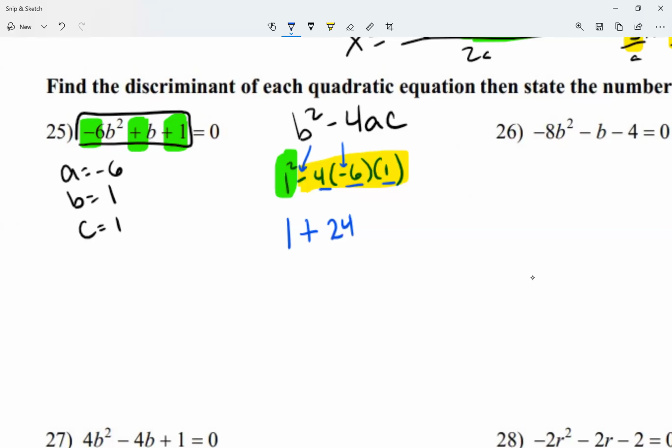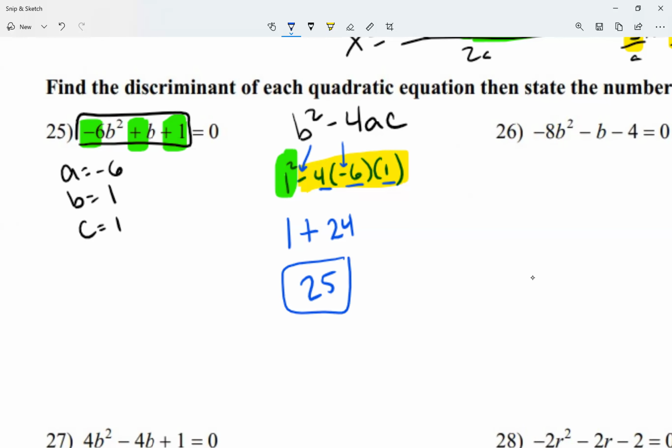Now, to finish this, my discriminant in this case will be 25, right? 1 plus 24, that's 25. So that is my discriminant, because the first thing is to find the discriminant. There you go, 25. That's my first answer. And then I'm going to have choices, whether I have one real solution, two real solutions, one imaginary solution, or two imaginary solutions.